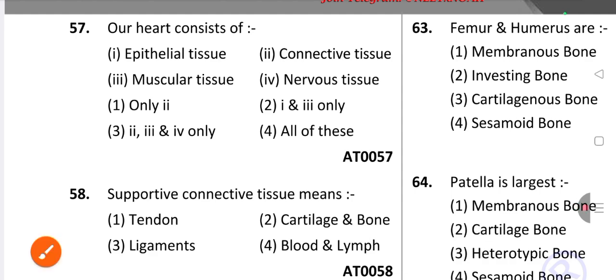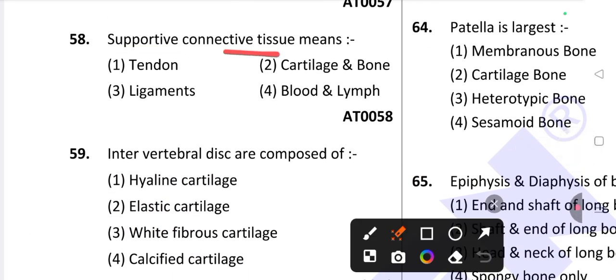Next, 58th question. Supportive connective tissue means. So what is supportive connective tissue? So it is cartilage and bone. These are supportive connective tissues. Next, intervertebral disc are composed of. So it is composed of white fibrous cartilage.